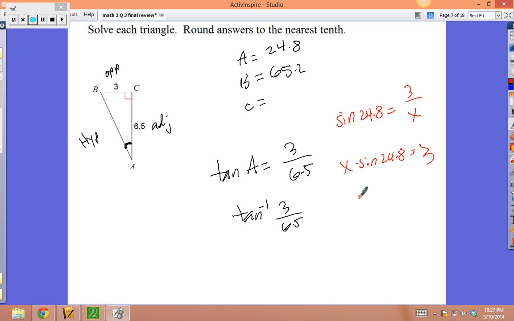And by now, you can just realize you're going to really just swap x and sine of 24.8 places. So you can just do on your calculator 3 divided by sine of 24.8, and that will happen every time. So 3 divided by sine of 24.8, we are 7.2. And that makes sense. You know the hypotenuse is going to be the biggest side. These other sides are 3 and 6.5, so that's kind of right in the ballpark. That sounds good.